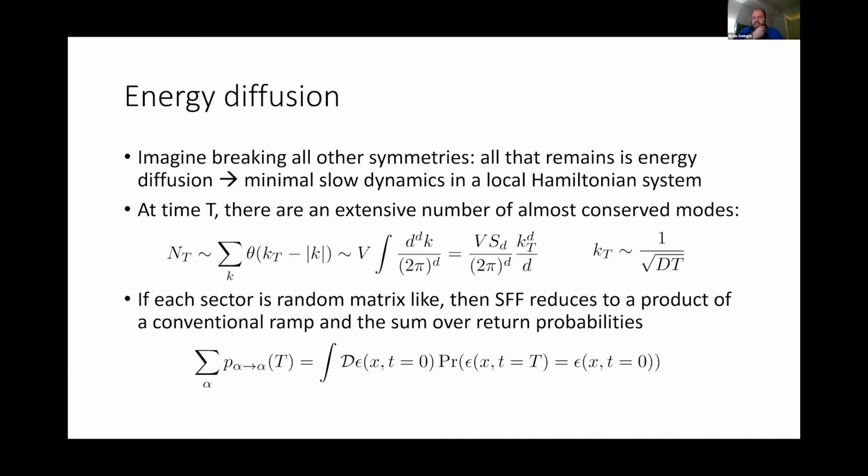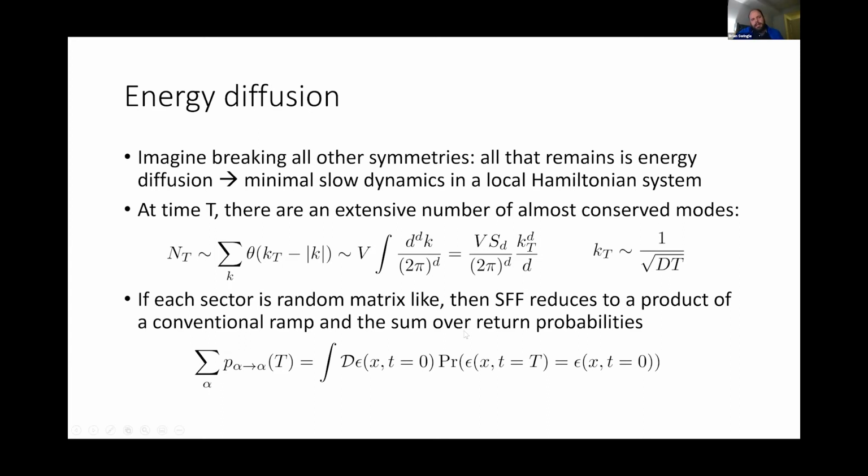You know, there could be localization, for example, but in fairly general situations, what you would expect is that you've broken all the other symmetries, you've broken translation symmetries, say, all you have left at very long times and long wavelengths is diffusion of energy. This is sort of the minimal slow dynamics in a local Hamiltonian system. So that's what I'm going to focus on from now on.